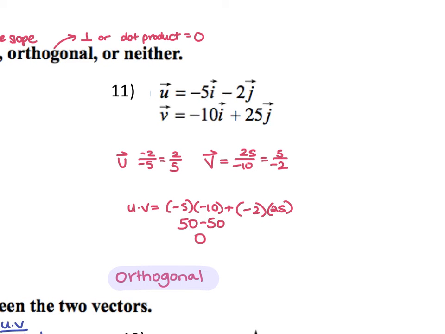I found the slope of u and the slope of v. The slope of u is 2/5 and the slope of v is -5/2. Those are opposite reciprocals, which means this is perpendicular, and if they're perpendicular, it's orthogonal. And also the dot product is 0. So it would be good to sketch that, just because if you sketch it, it should look like it's got a perfect 90-degree angle, and then you can kind of check to make sure that you're right.